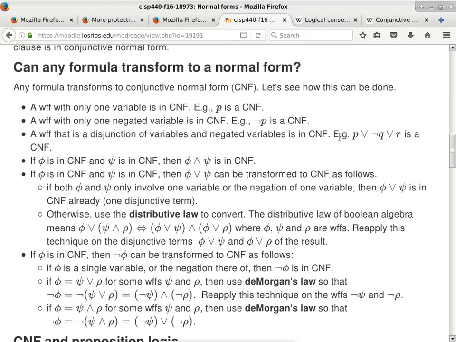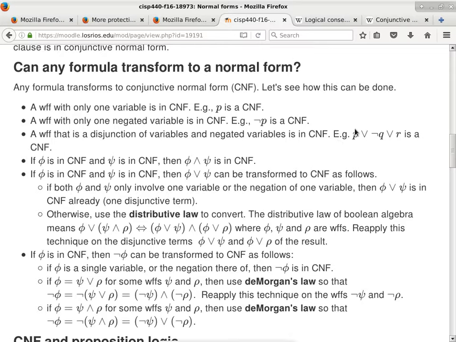Just the idea, not the mechanism of doing it, but just the concept that any well-formed formula can be converted into a CNF. Is that okay so far, or are there any questions about that? No questions, so I'm going to assume that that's okay.